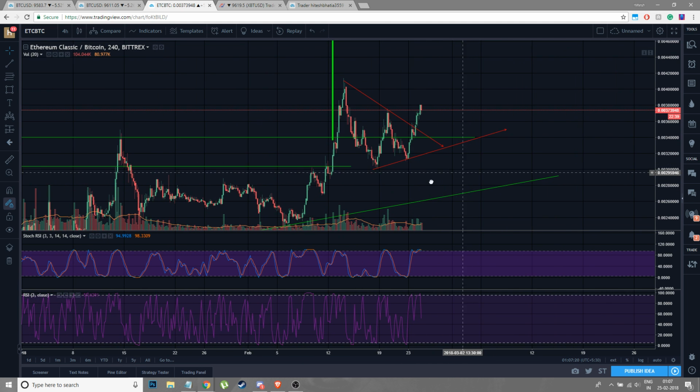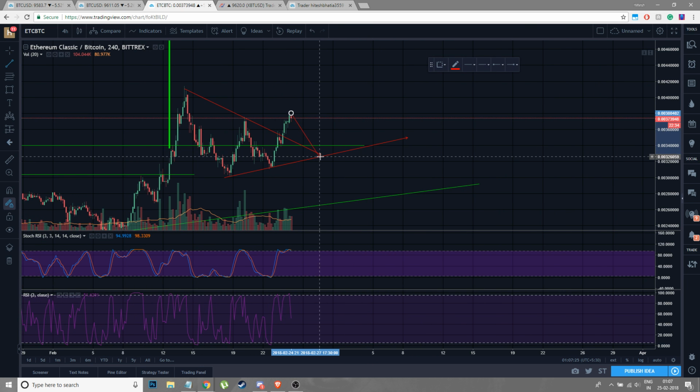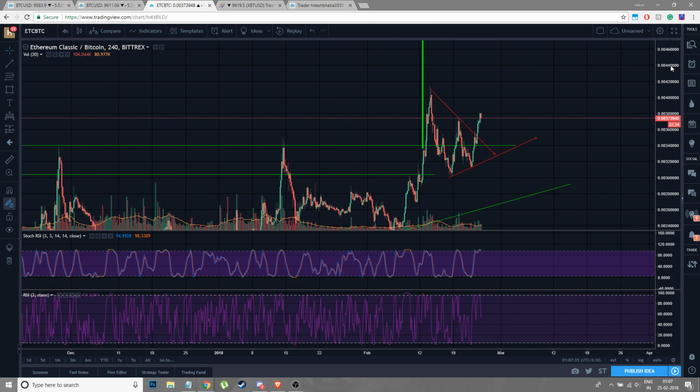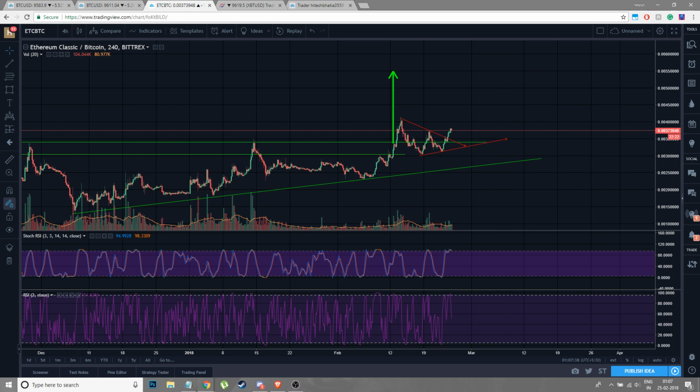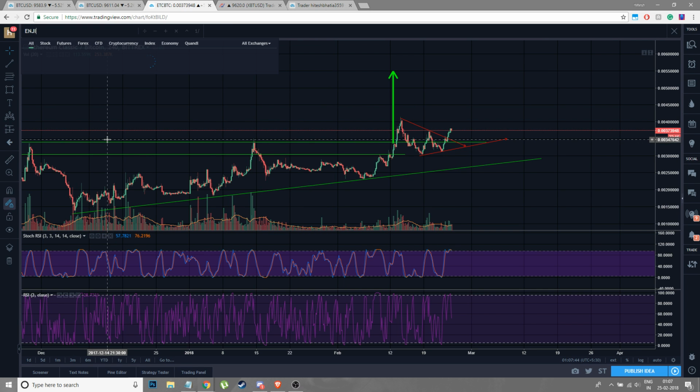There's a channel right now, which we'll see if this region acts as support. So the immediate move to the downside should be either right here or right before it at this level. So we'll see what happens. As of right now, no ideas on Ethereum Classic. We'll see if there's a re-entry level. The next thing is engine. I think I've done engine before too.